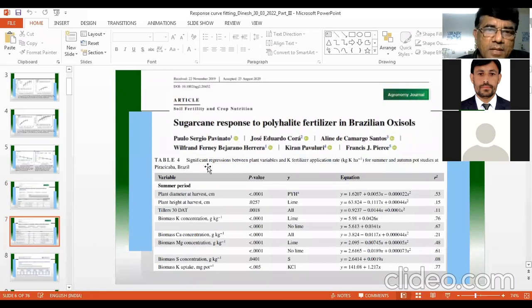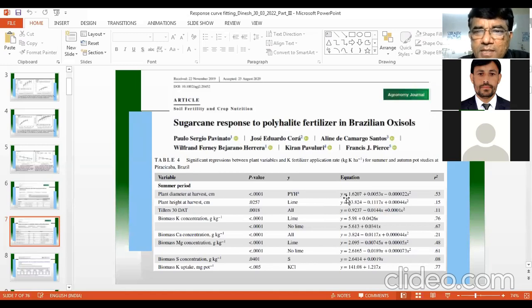Now in this case, significant regressions between plant variables and K fertilizer application rate. So K fertilizer application rate is your independent variable, that is your X. And Y, you can assume Y as plant diameter, plant height can be Y, dependent variable. So you can take one by one. So suppose your plant diameter is a dependent variable which is dependent upon K application. So in this case, forget about probability. Just you see the equation.